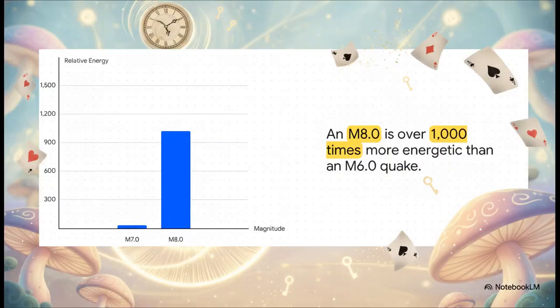And it just keeps going. Let's take another step up. From a 7 to an 8. Well, a magnitude 8 is 32 times more energetic than the 7. And if you do the math, that means it's over 1,000 times more energetic than the magnitude 6 we started with. See how fast this thing blows up?